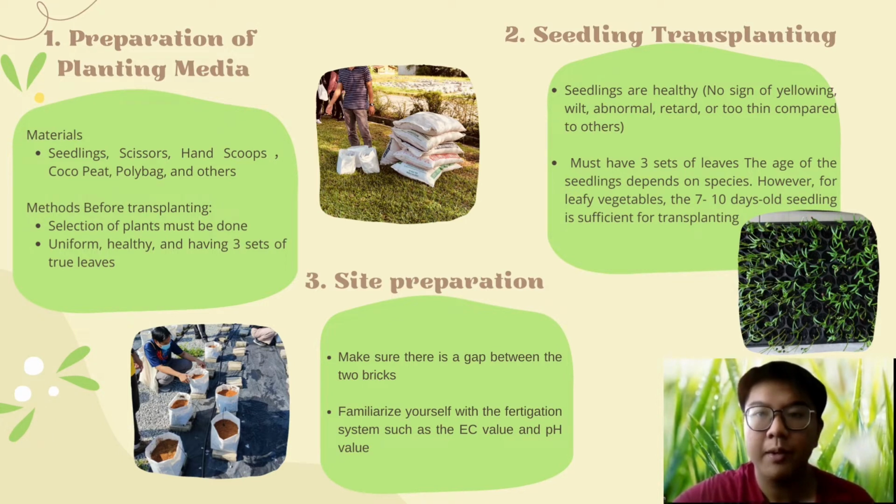The second step is seedling transplanting. We must make sure that the seedlings are healthy, with no sign of yellowing, abnormality, retardation, or being too thin compared to others. The plants must also have 3 sets of leaves, and the age of the seedlings depends on species. However, for leafy vegetables, 7 to 10 day old seedlings are sufficient for transplanting.